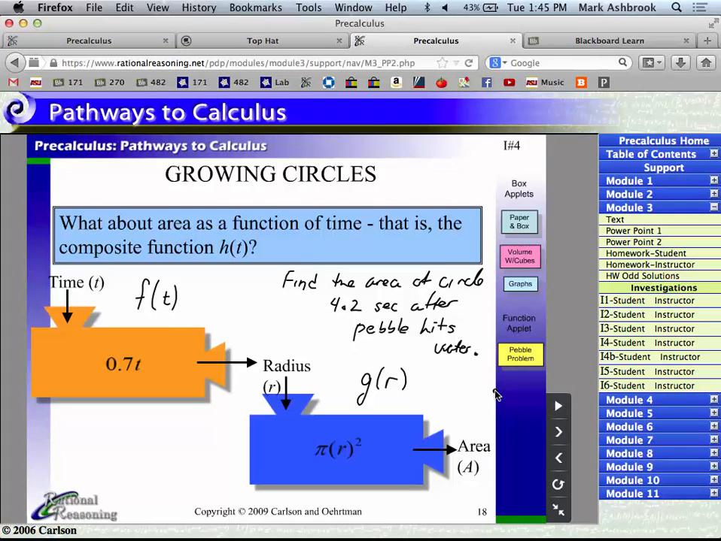Hopefully we did this Thursday, you did it for homework, this should be, boom, you got it. You understand what's going on. So find the area of the circle 4.2 seconds after the pebble hits.